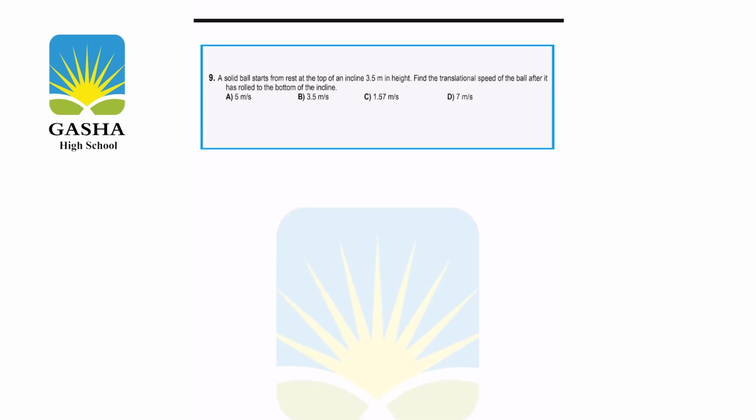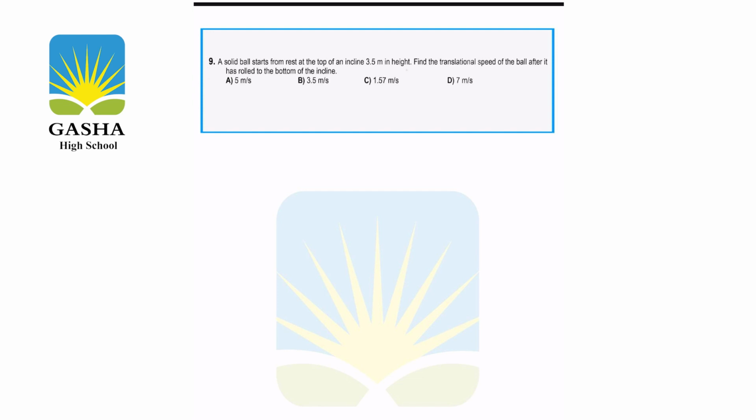Question number 9. Here we have a solid ball starting from rest at the top of the incline, which is 3.5 meters in height. Again, that's in chapter 2. Find the translational speed of the ball after it has rolled to the bottom of the incline. So here we have to find VF.